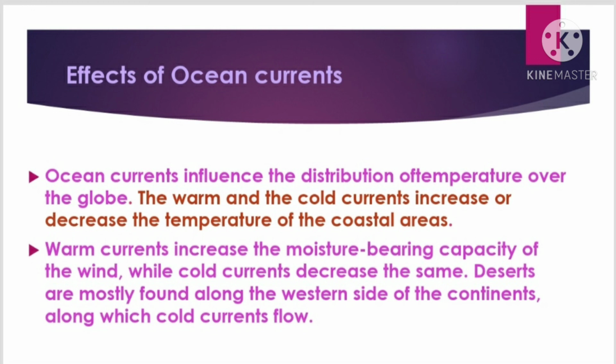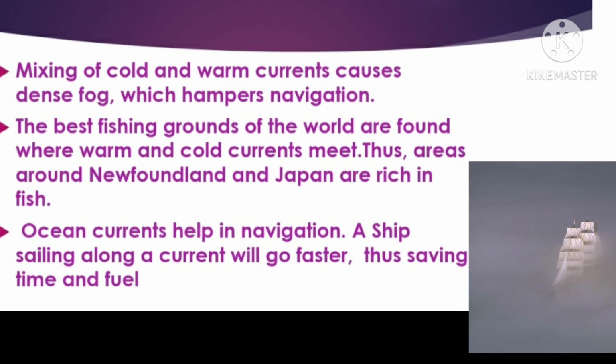And warm currents, they increase the moisture bearing capacity of the wind, while cold currents decrease the same. Deserts are mostly found along the western side of the continents, isn't it? Along which cold currents are flowing. Now, mixing of cold and warm currents causes dense fog, which hampers navigation. But the best fishing ground of the world are found where warm and cold currents meet. Thus, areas around Newfoundland and Japan are rich in fish.